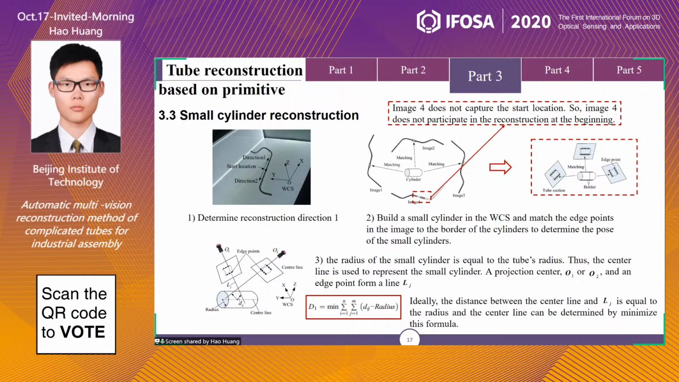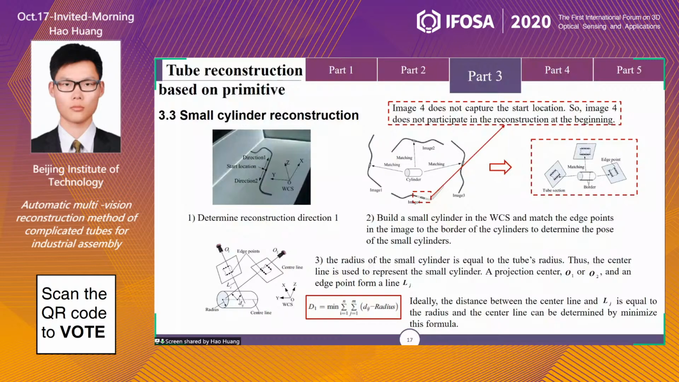Build a small cylinder in the world coordinate system and match the edge points in the image to the border of the cylinder to determine the pose of the small cylinder. Reconstruct all the small cylinders with this method in direction 1 and direction 2. All of the small cylinders comprise the initial model of the tube. The small cylinders are reconstructed by matching the border of the small cylinders with the edge points in the image.